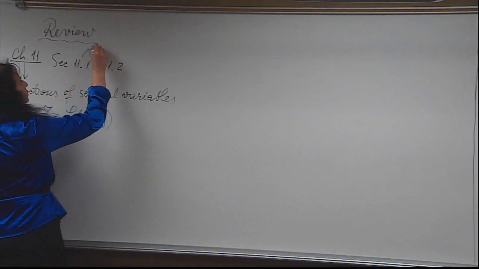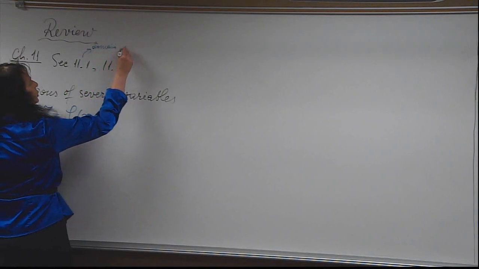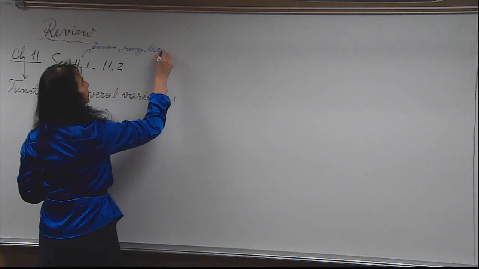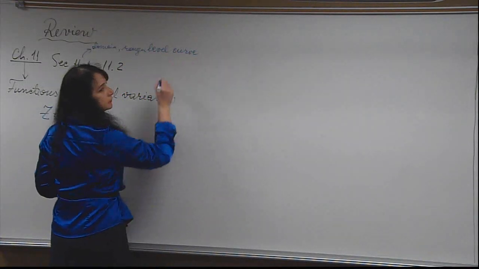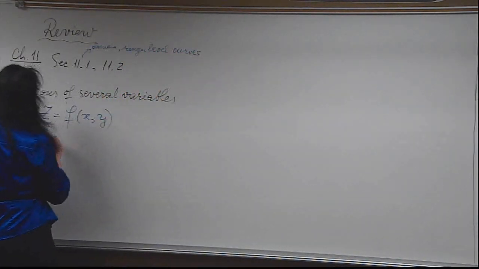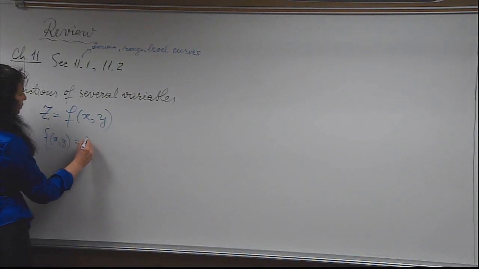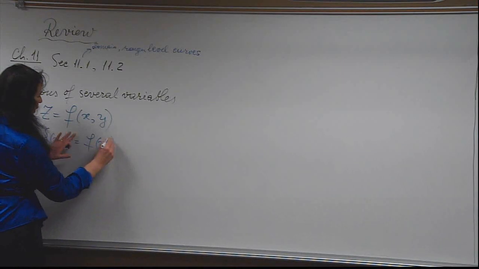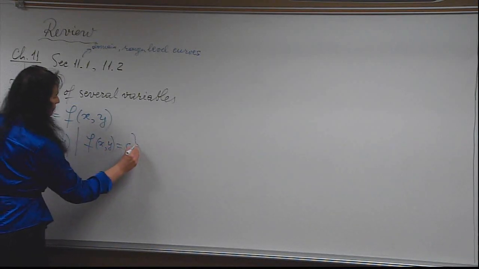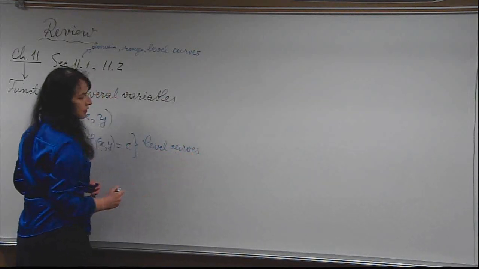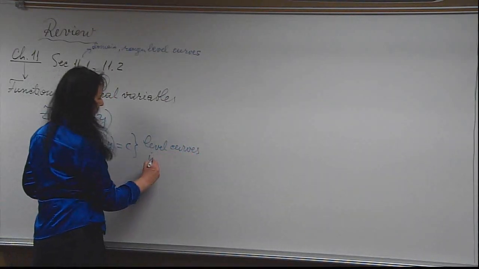This was about what? Domain, range. After range, what did we do? We talked about level curves. What is a level curve? Level curves are curves x, y in the plane corresponding to f of x, y equals constant. These are called level curves in the plane, in the plane called the xy plane.